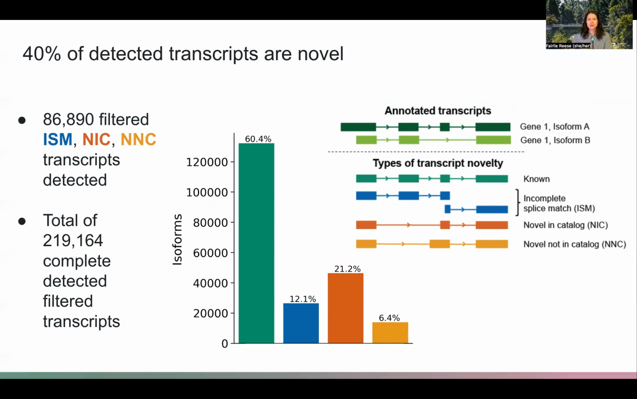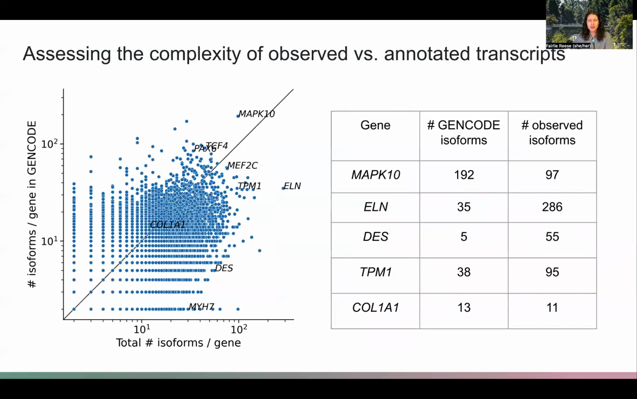So now we can ask ourselves, how does our number of isoforms differ for each gene when we compare to the number of isoforms that are annotated already in GenCode? And that's what you're looking at here. On the y-axis is the number of isoforms in GenCode, and on the x-axis is the number of isoforms that we identify in our long-read RNA sequencing data.